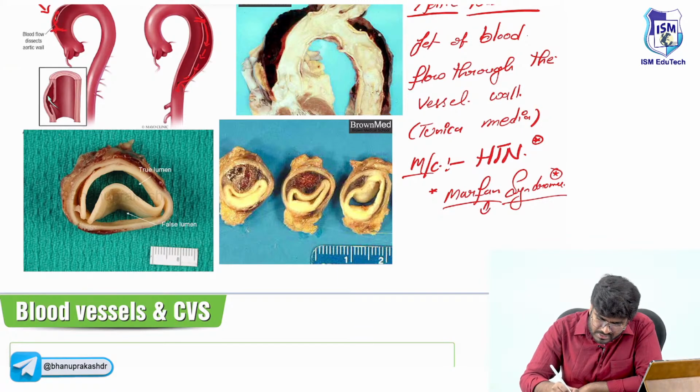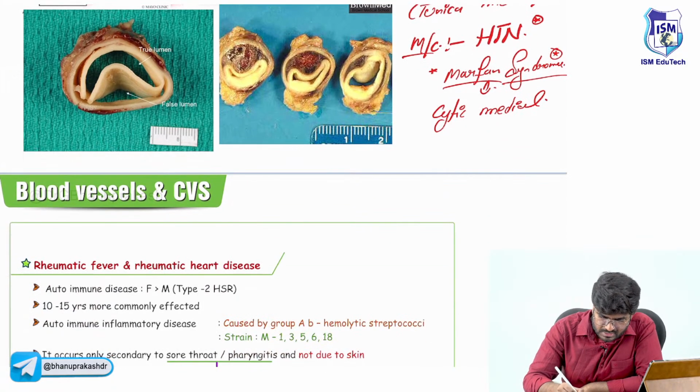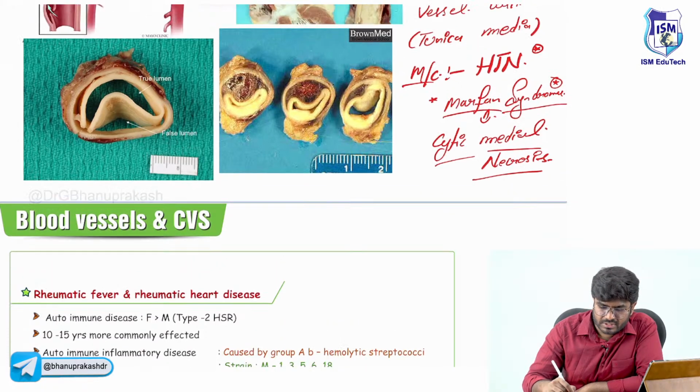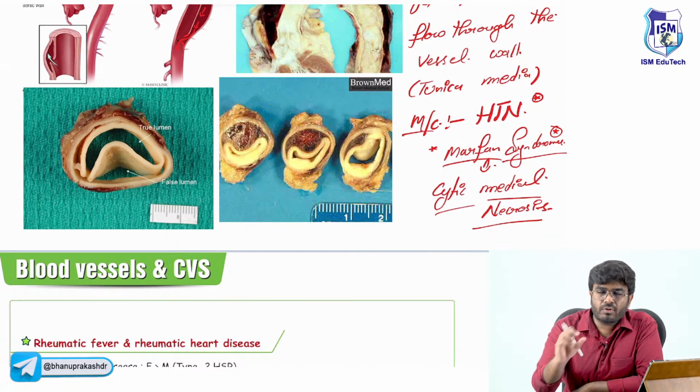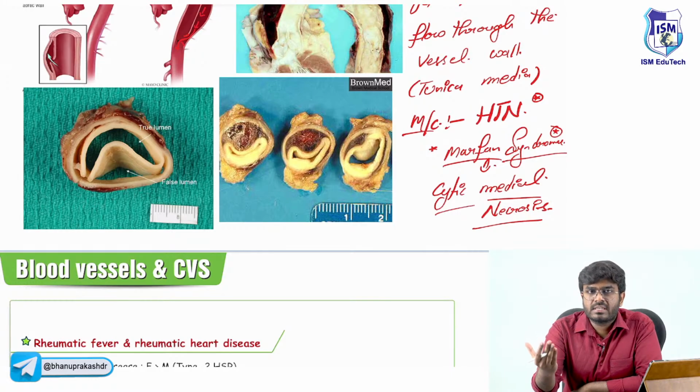In Marfan syndrome, what happens? There is cystic medial necrosis, which is important. There is something called cystic medial necrosis of the vessel wall. The vessel walls are very weak, and the connective tissue in the vessel wall is weak now. So cystic medial necrosis will lead to aortic dissection.